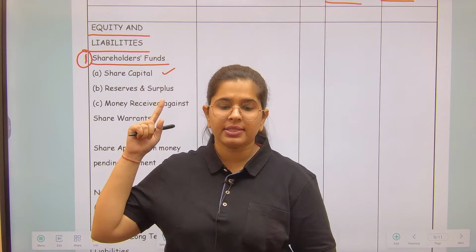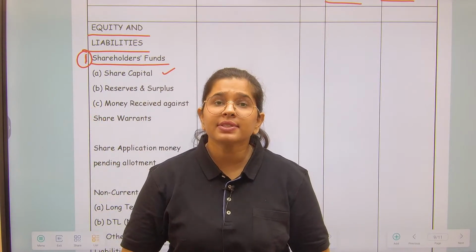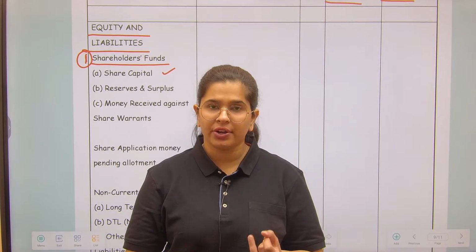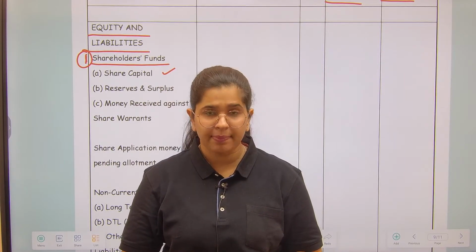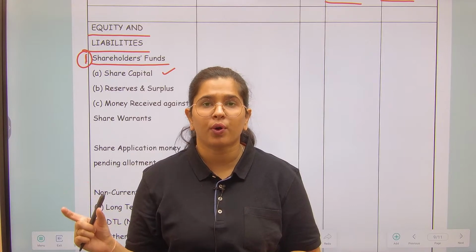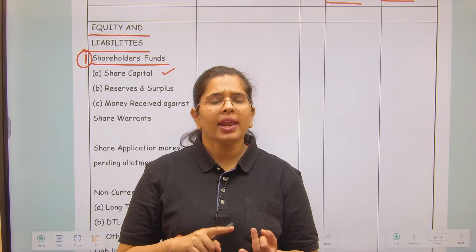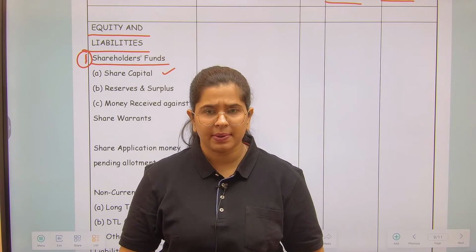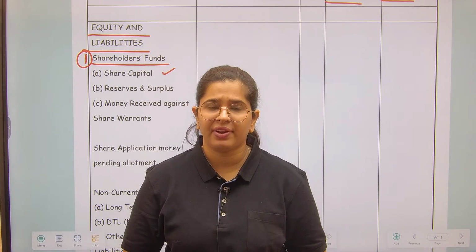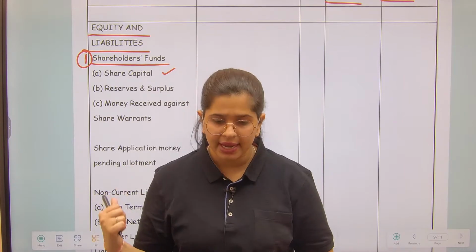Next one is reserves and surplus. Reserves and surplus, you are going to show your general reserve, profit and loss statement balance, that means whatever profit you have earned. After that, revaluation reserve or any other kind of reserve and surplus that you have is going to be reflected under the reserves and surplus heading.